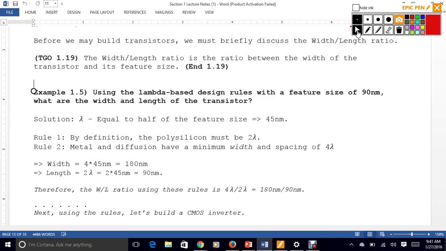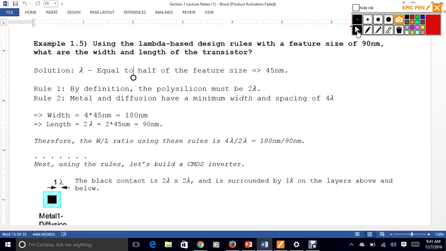Example 1.5, using the lambda-based design rules with a feature size of nanometers, what are the widths and lengths of the transistor?